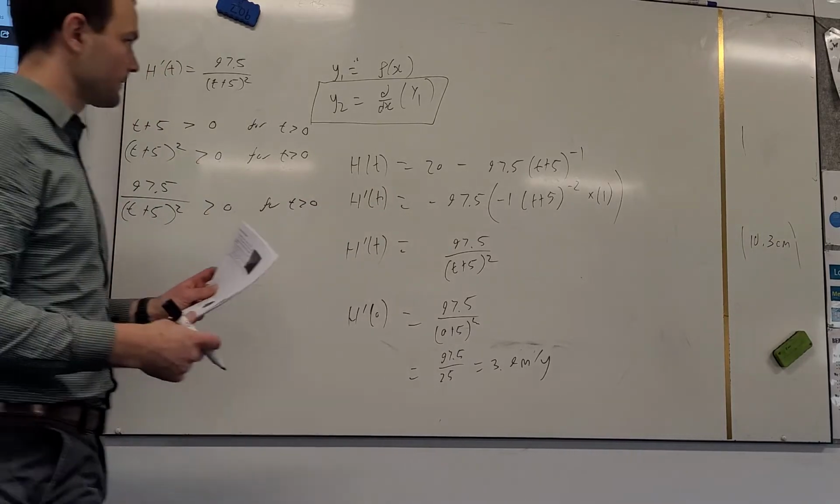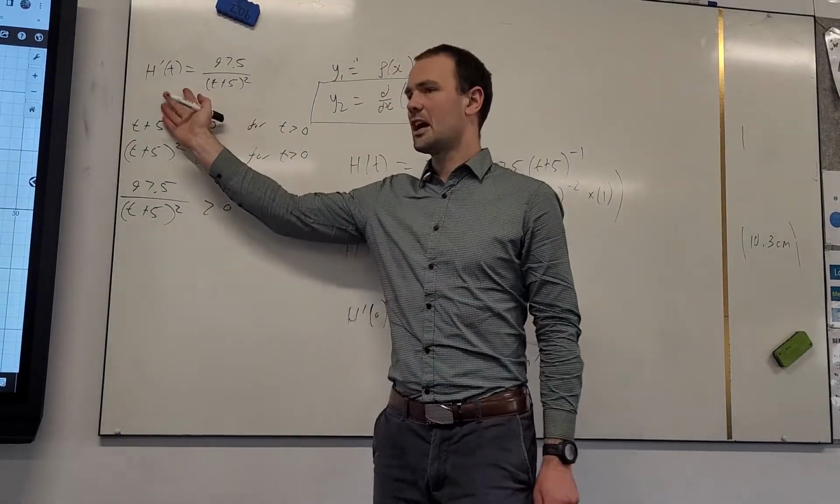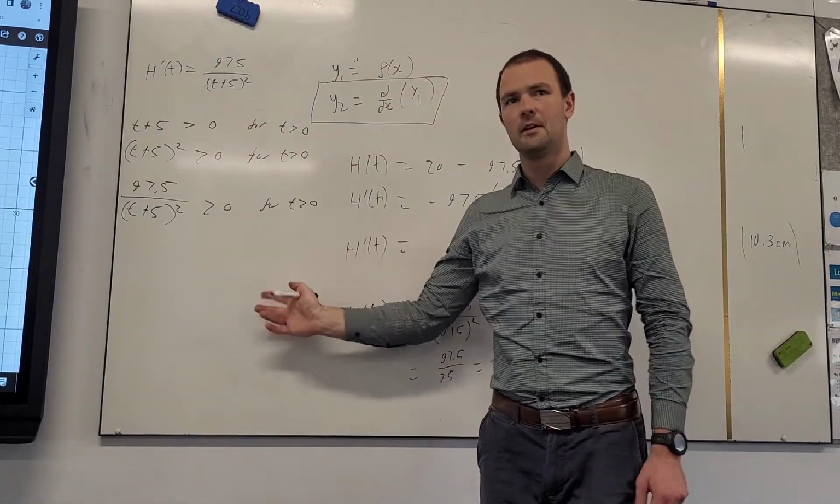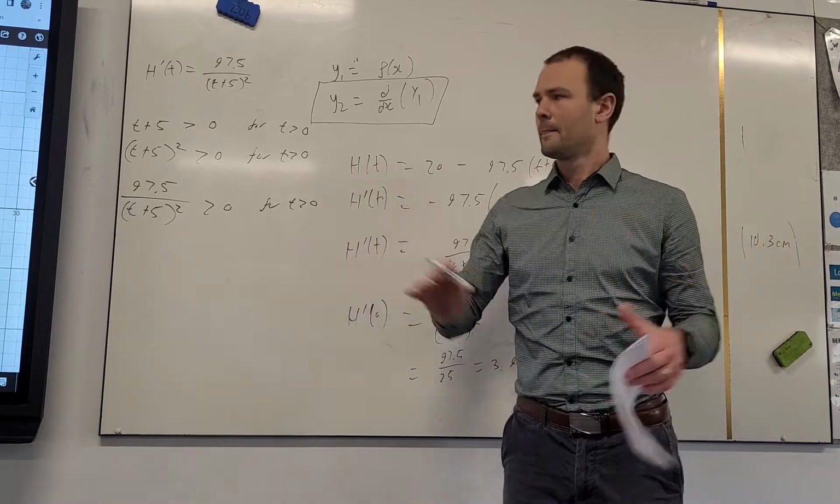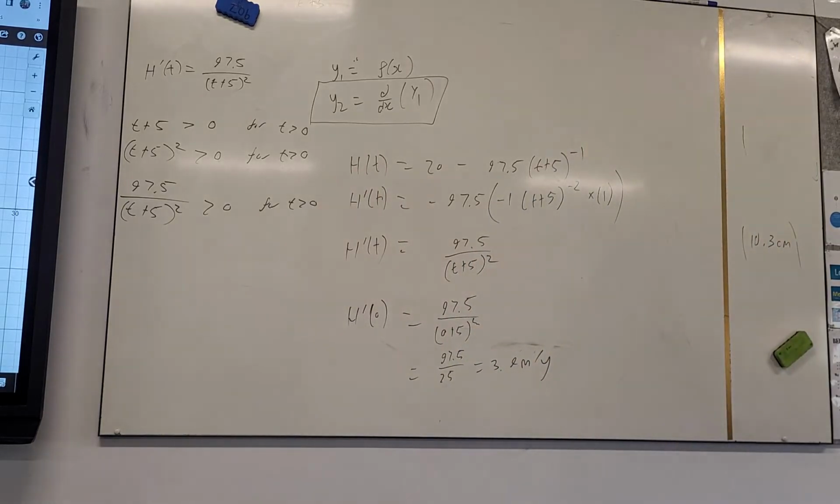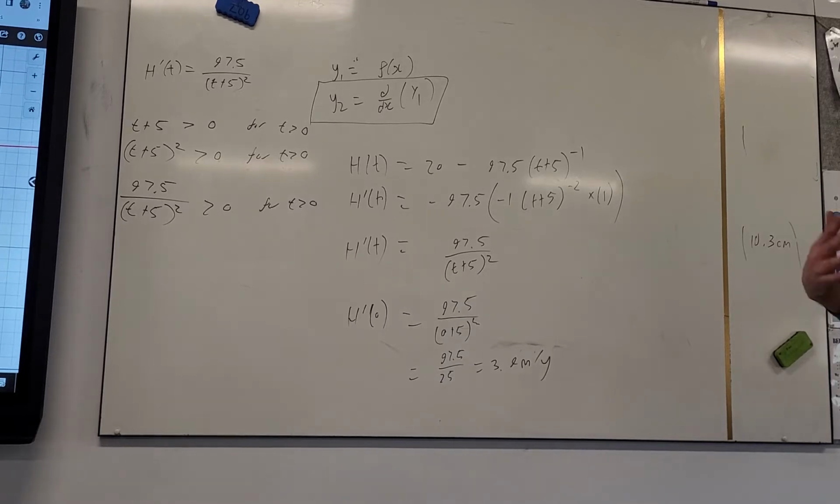What's the significance of this? The rate of change, h dash of t, is always positive. The tree is always growing. And if we look at the graph of that, we can see it. It's going to approach some limiting value. It's got an asymptote, but it's going to get closer and closer, but it never quite reaches that point. Okay, last one.